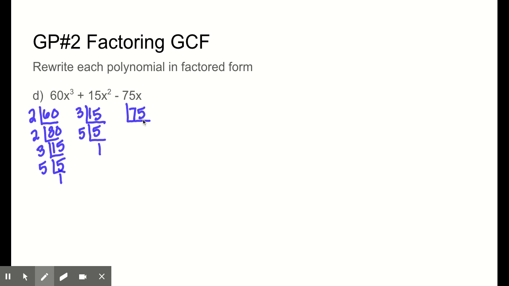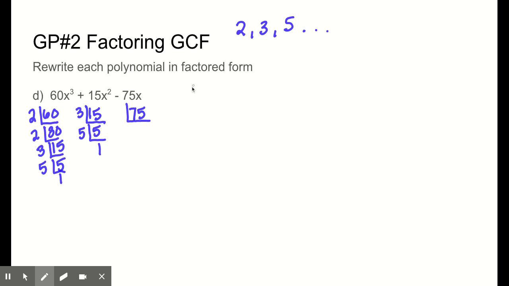All right, for 75, 75 is not divisible by 2 because it is not an even number. The next smallest prime number is 3. Now, I want you guys to be careful here because a lot of students have the tendency to just divide by 5 right here because they see that it ends in a 5, therefore it's divisible by 5. However, moving forward, when we start using the cake method to simplify radicals, we always want to take out the smallest prime number first. And 75 is divisible by 3, so we want to start with that 3.